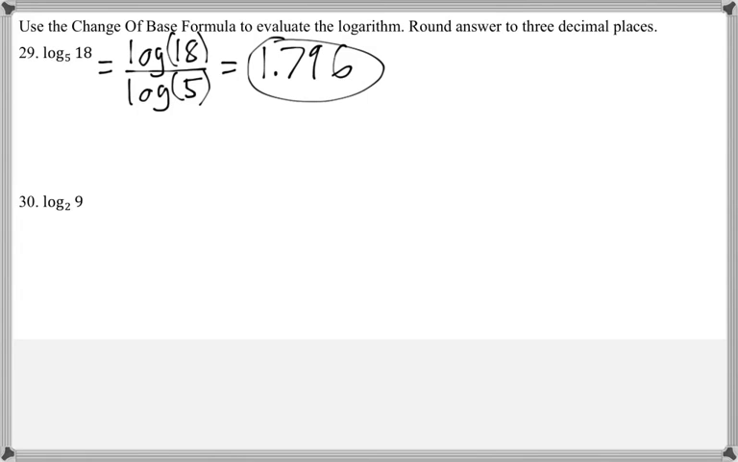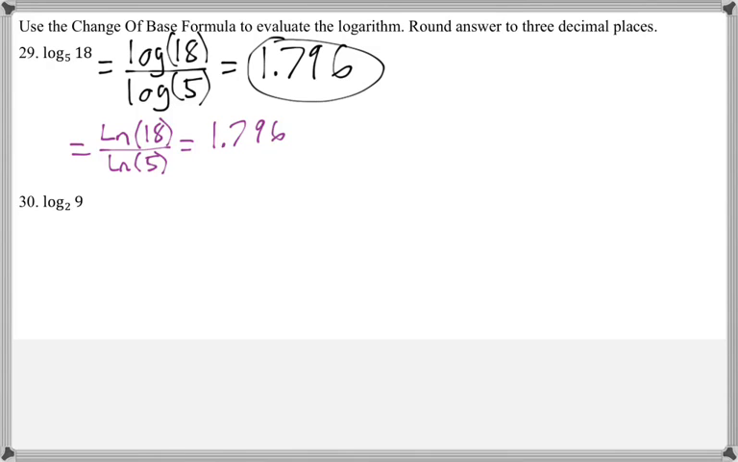So I chose to rewrite this with log base 10, but if you had used ln, you could also write this as ln of 18 over ln of 5. So if you type on your calculator ln of 18 divided by ln of 5, then you'll get the same thing. So it doesn't really matter if you use the log base 10 or the ln.